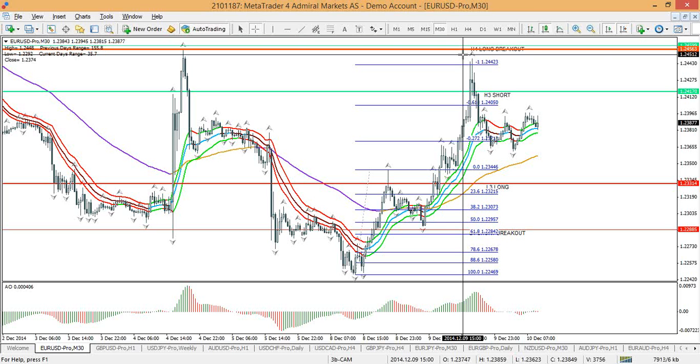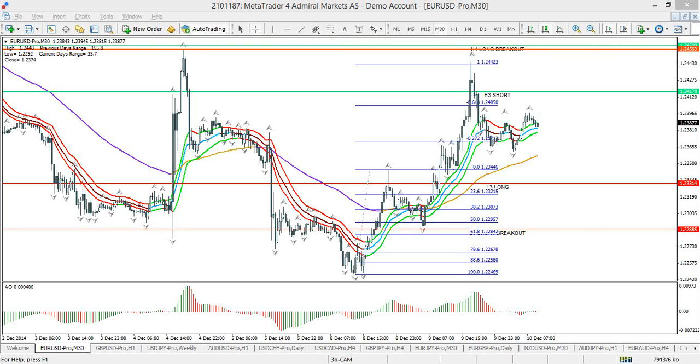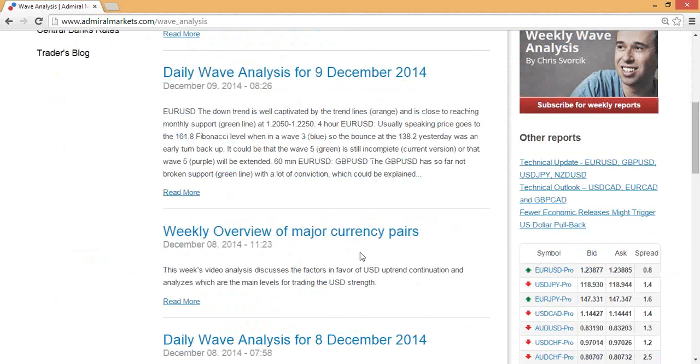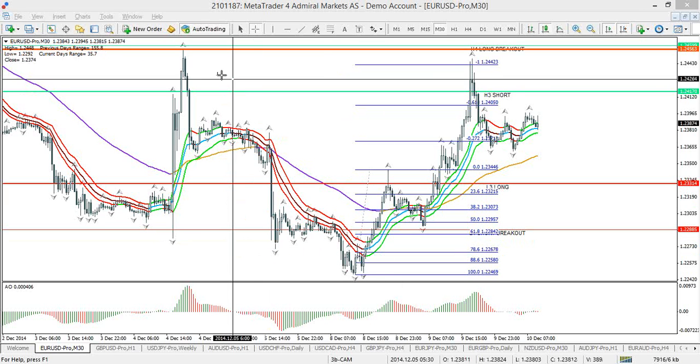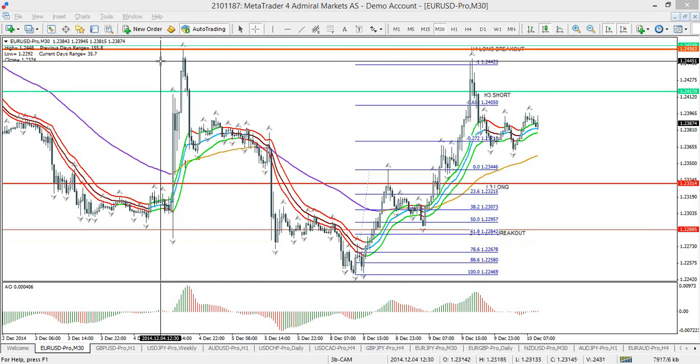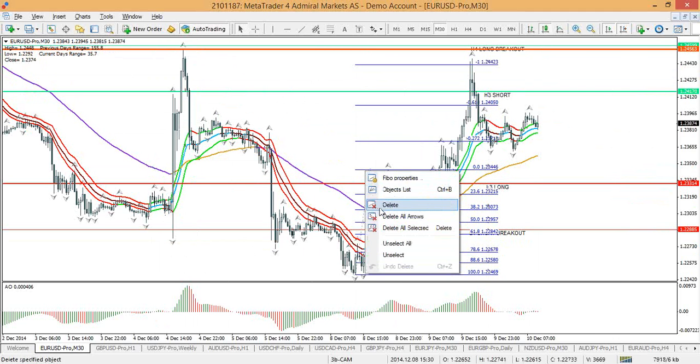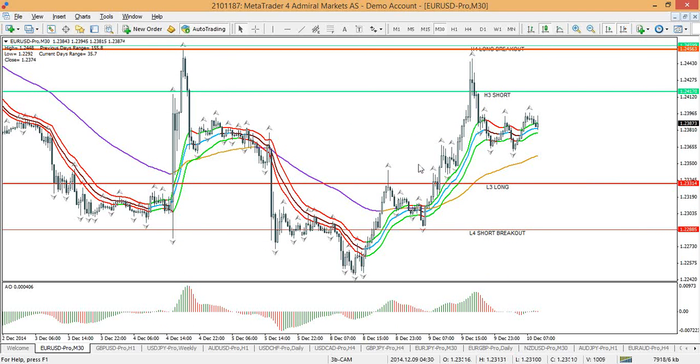And in the video analysis that I provide for Admiral Markets on Mondays, by the way, just in case you didn't know, take a look at this daily wave section here, wave analysis, by going to the Admiral website, and you'll see a weekly overview of major currency pairs on Mondays. I myself was saying the safest spot is above the weekly high, and I just didn't follow my own advice. A bit ironic, but that sometimes happens when you start off the beginning of the week with a certain analysis and you have certain thoughts in mind.